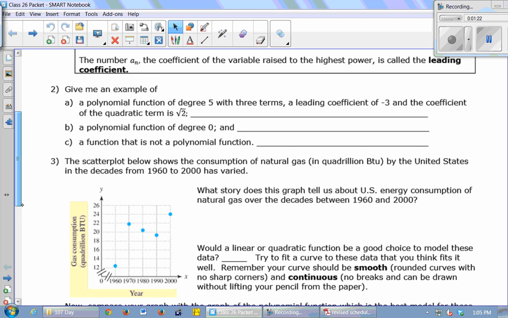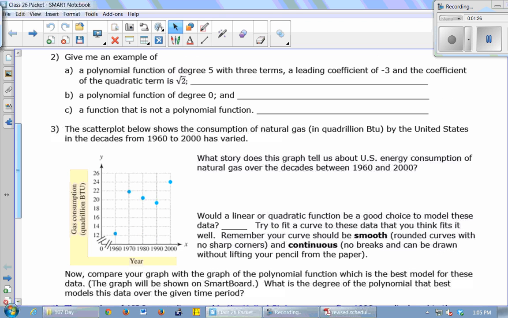So let's come up with some examples here. So I want a degree 5 polynomial. That means the highest degree of x is going to be a 5. It's going to have 3 terms, so 3 pieces to it that I add or subtract. A leading coefficient of -3. So the leading coefficient is the coefficient in front of the highest power of x. And the quadratic term, that would be the x squared term, has a coefficient of √2.